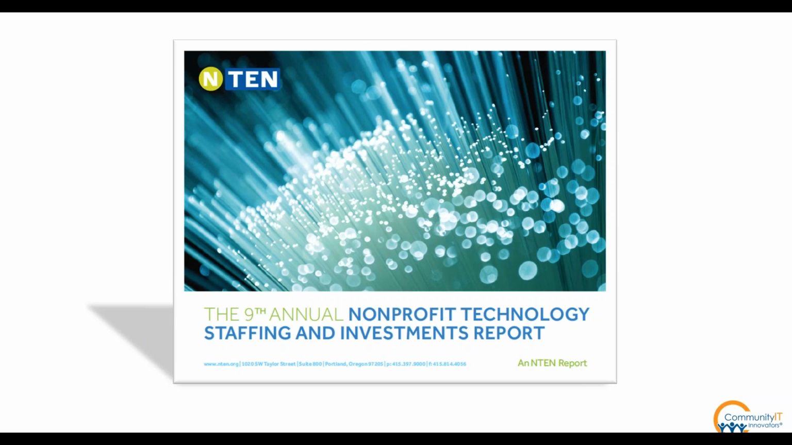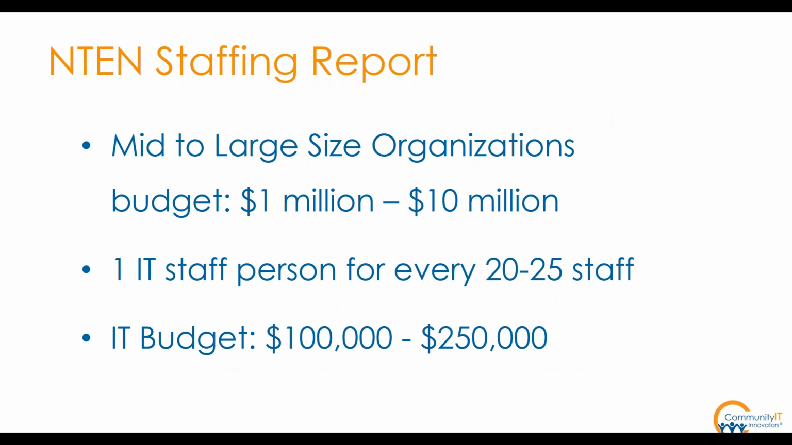Based on this report, what N10 found is that mid to large size organizations, which they define as having a budget between 1 and 10 million, that were successful at IT had one IT staff person for every 20 to 25 staff. So if you have a 30-person organization, you should have at least one IT staff person. If you have a 50-person organization, you should plan to have 2, and so on. That's a good rule of thumb for thinking about how to staff IT in your organization.